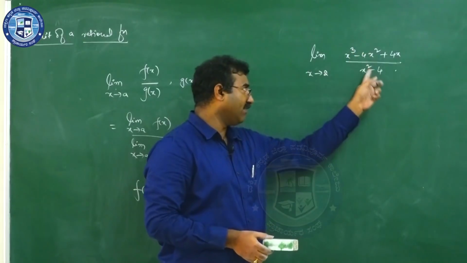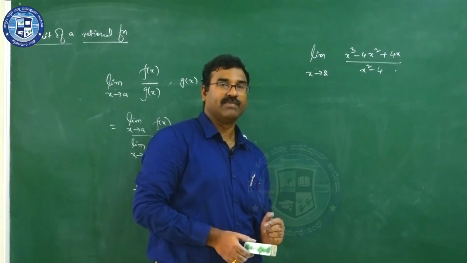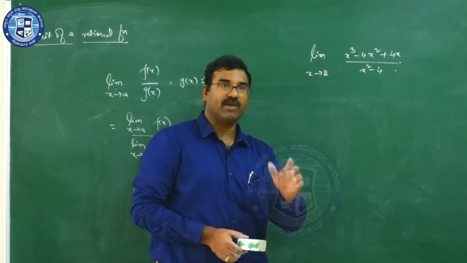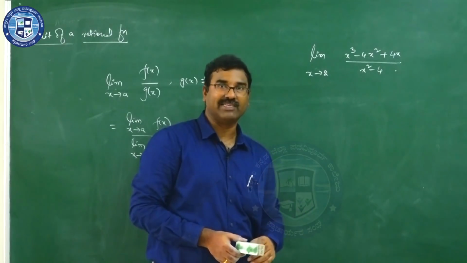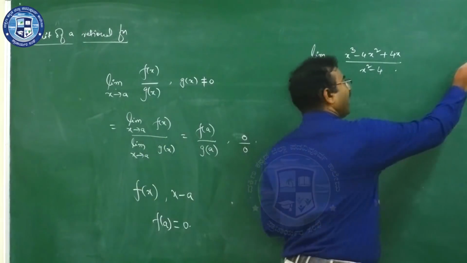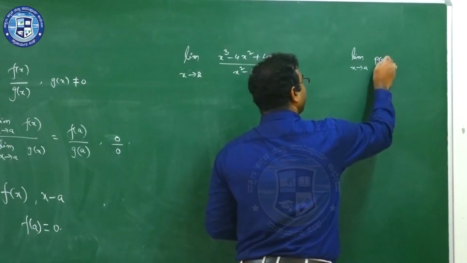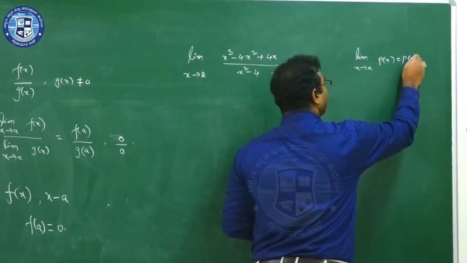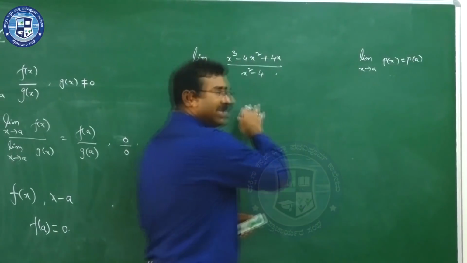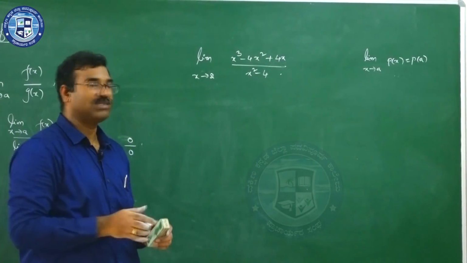It is a cubic polynomial, it is a quadratic polynomial. So, if it is simply a polynomial, you can substitute straight away, I told you, right? Limit x tends to a, p of x is p of a when it is a polynomial. But now it is a rational function. That is why we should be careful.